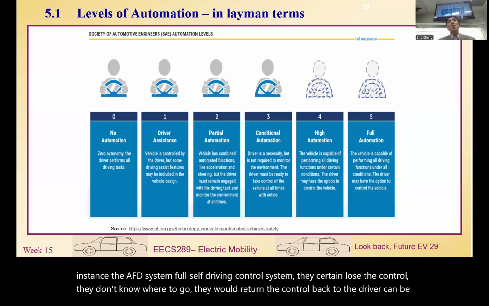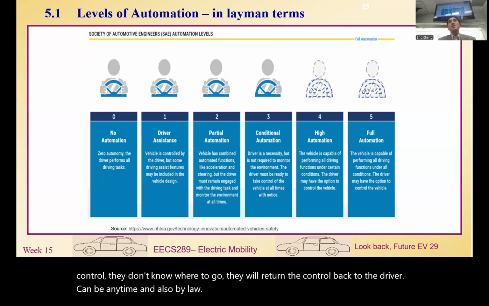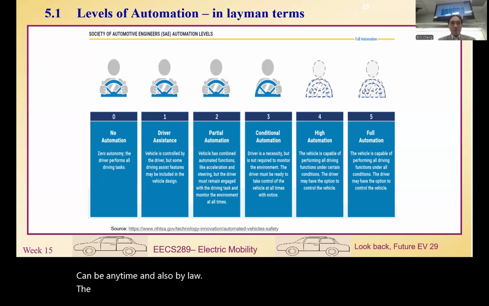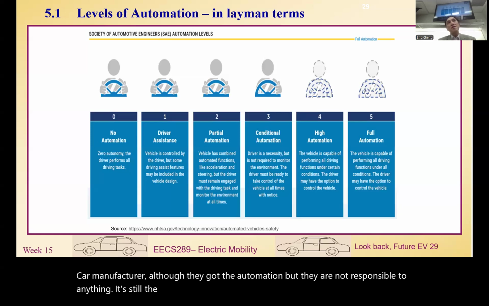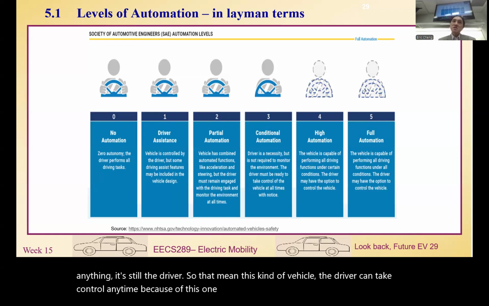And also by law, the vehicle is not responsible for anything. The car manufacturer, although they provide the automation, is not responsible for anything. It's still the driver. So that means with this kind of vehicle, the driver can take control anytime. Because of this, any responsibility in the vehicle still belongs to the driver.